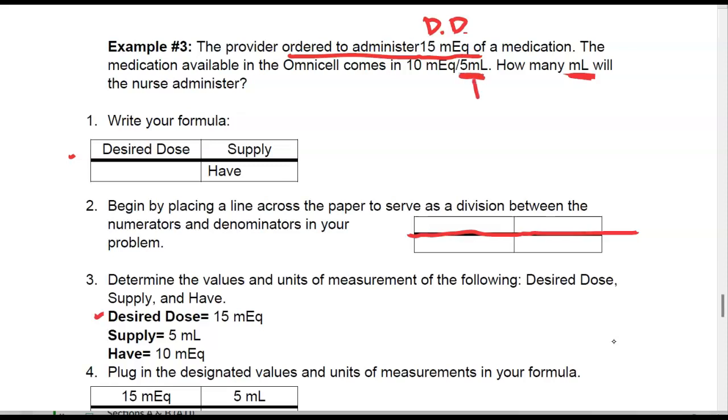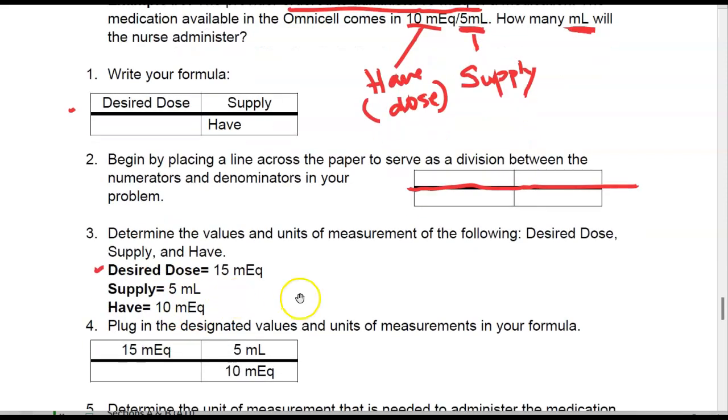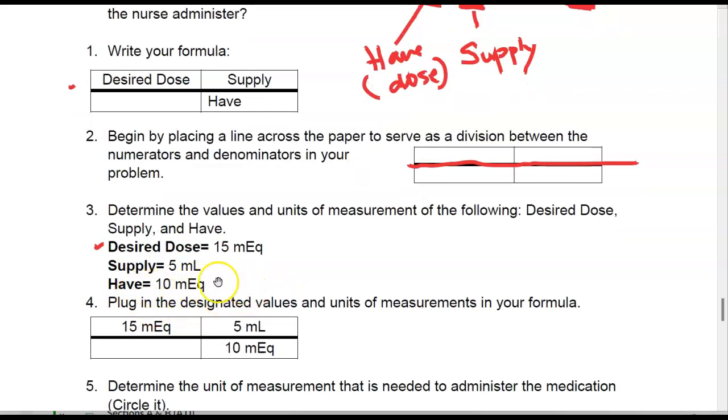So this is your supply. And the 10 mEq would be your have, which is equivalent to your dose. So how much medication, what's the dose in each 5 ml? That's where you're getting that information. So again, you write down your desired dose is 15 mEq. It's supplied in 5 mL, and it has 10 mEq per 5 ml.